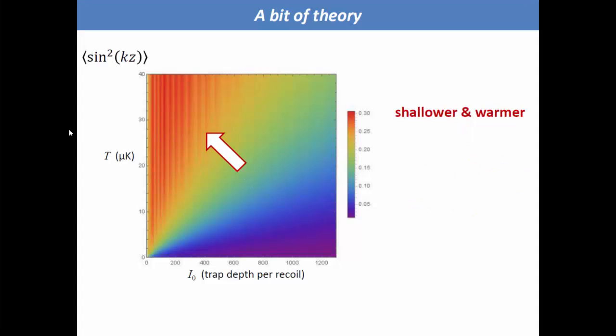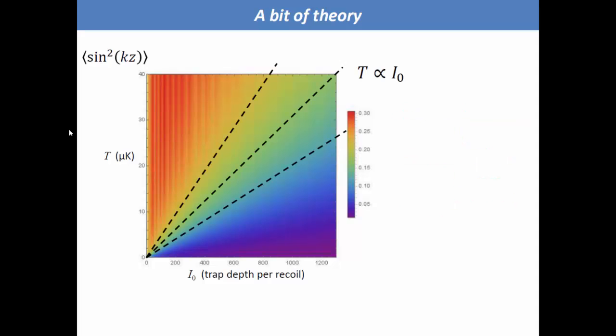And then going in the opposite direction, this corresponds to shallow and warmer. We expect the exact opposite, and that's what we see up there too. But what's of more concern to us are these straight lines that branch out from the origin, because these correspond to cases where the temperature is proportional to the intensity. Like I said, that's what we observe in the lab.